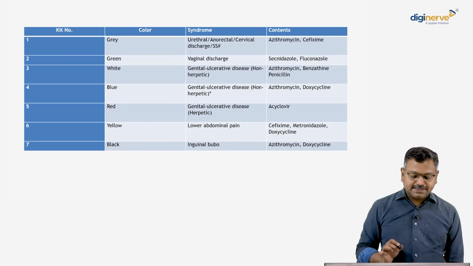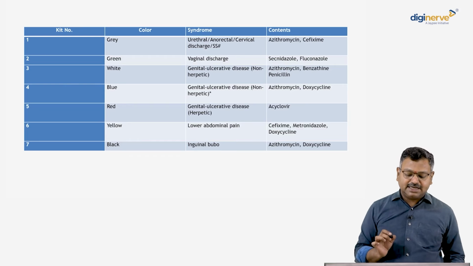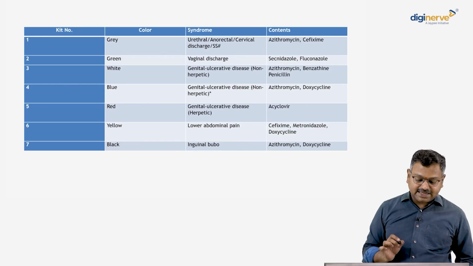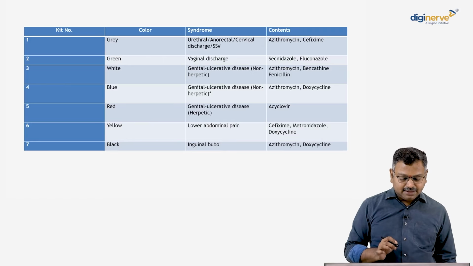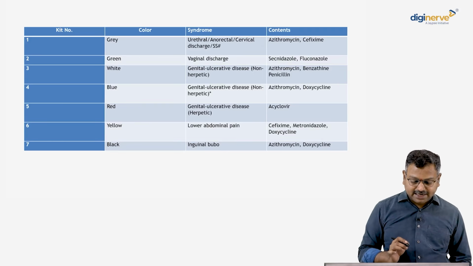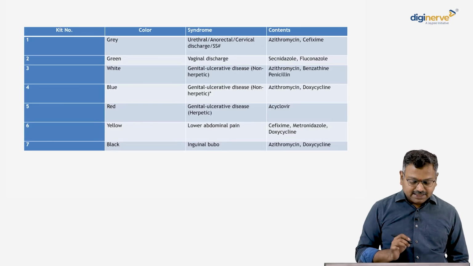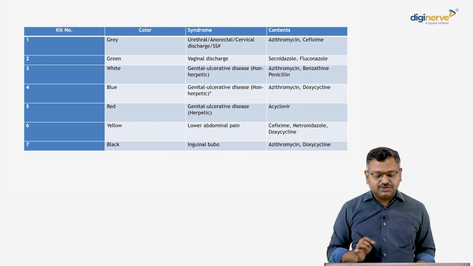Grey is basically urethral, anorectal discharge. Green is vaginal discharge. White is genital ulcerative disease. Blue is genital ulcerative disease, non-herpetic. Red is genital herpetic disease, which is herpetics. Yellow is lower abdominal pain and black is inguinal bubo. Based on this, you treat the condition.